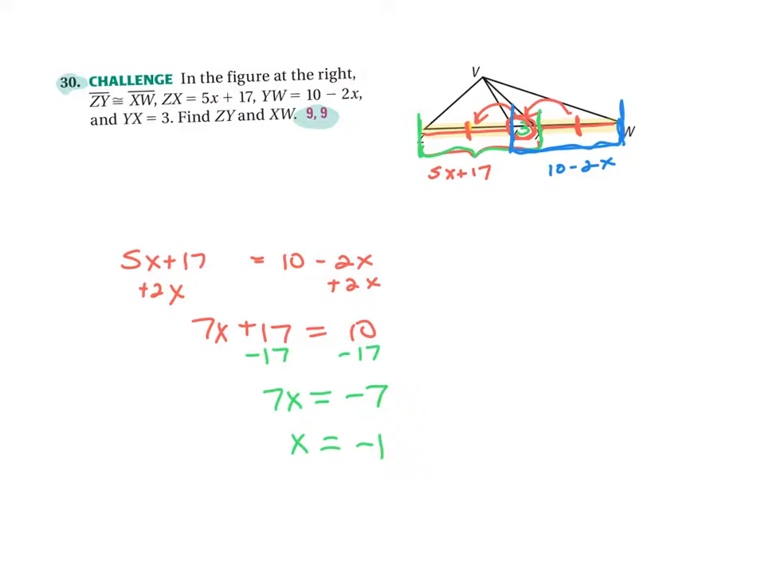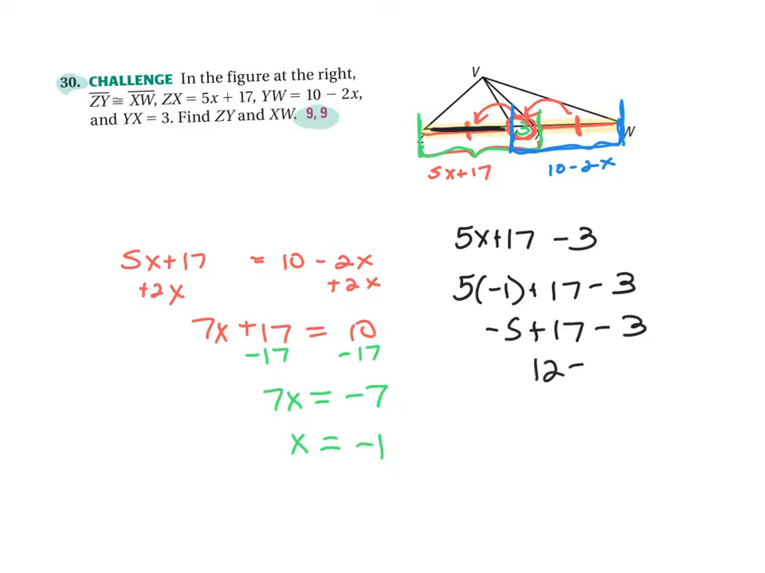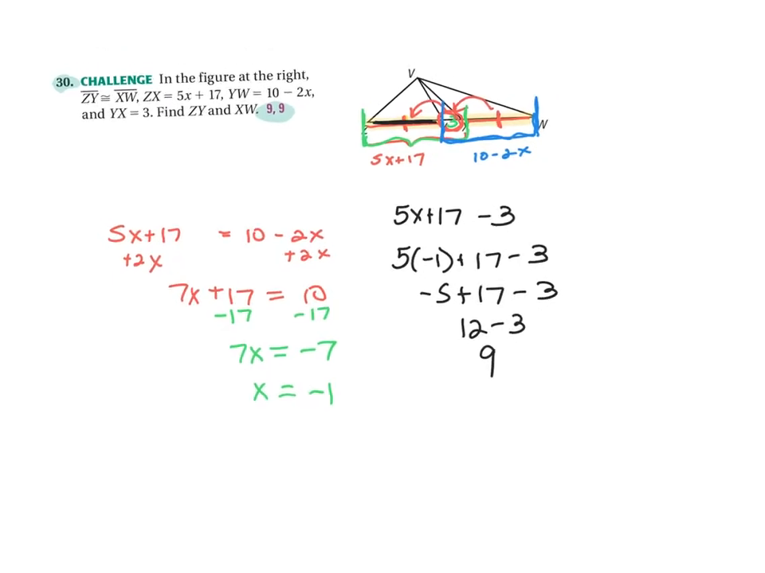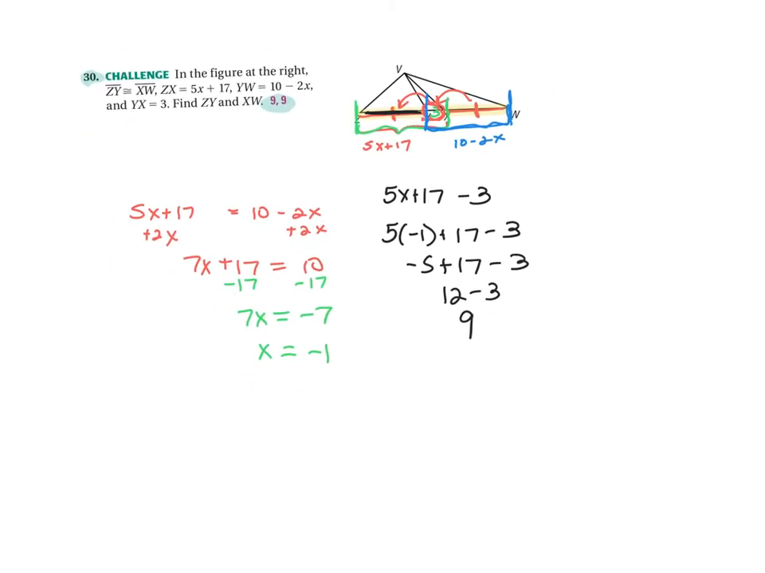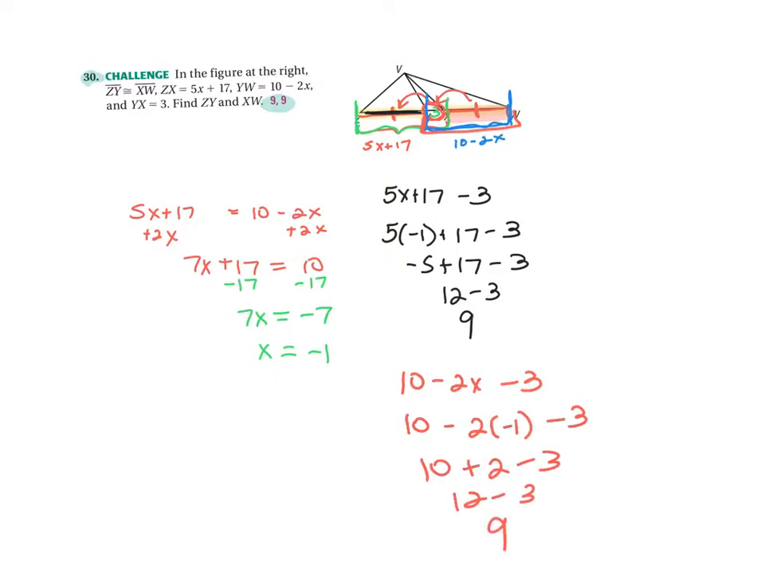I've written all over this, which is here, right? So I had to take the 5x plus 17 and subtract 3 from it. So 5 times negative 1 plus 17 minus 3, negative 5, and that's 9. And then it should be the same on the other side, but you can test it out as well. If I want just this part here, then I'd have to take the 10 minus 2x and subtract 3 from it. So 10 minus 2 times negative 1, minus 3, 10 plus 2 minus 3, which again is 9.